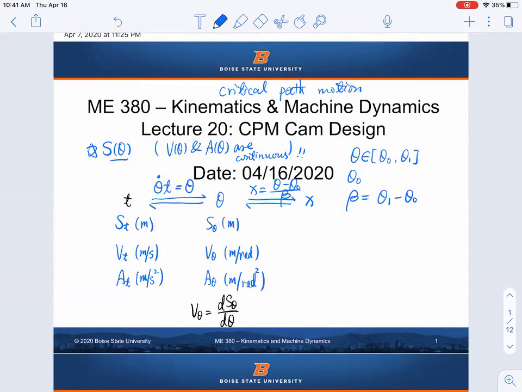Then what about x? We also name the displacement in the x domain as s(x), and then you have velocity in the x domain, and acceleration in the x domain. As you can see, your x is actually unitless. On top you have a unit of radian, and the beta also has a unit of radian. That's why your s(x) is unitless, v is unitless, and a is also unitless.